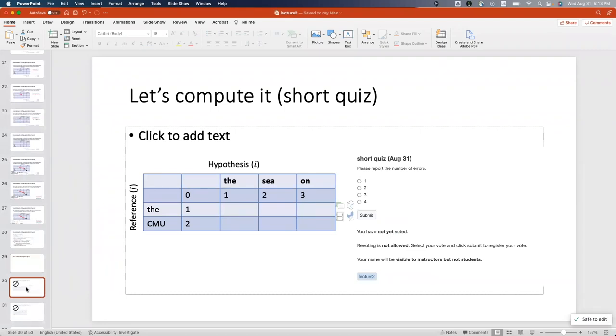Please compute this one now and then answer the number of errors. Is that clear? Check the Piazza, and I think you can find this short quiz for the study first today. Then please compute these errors and put the number of counts based on your calculation. How many minutes do we need? Maybe 5 minutes?